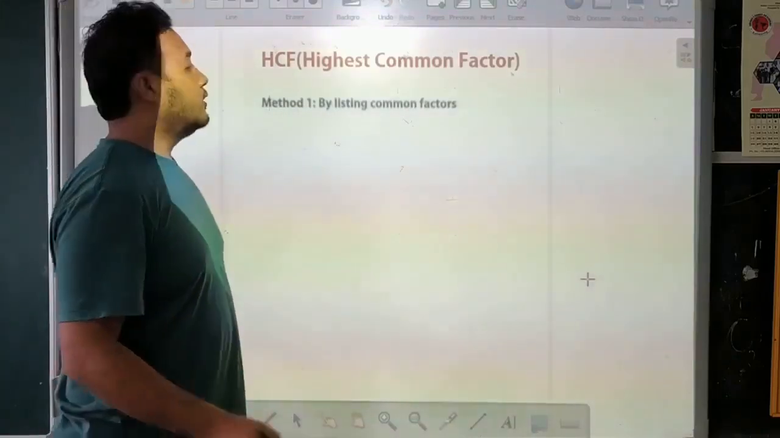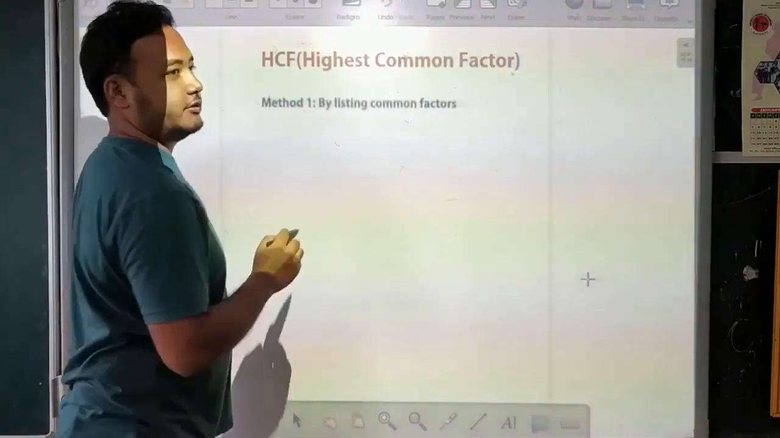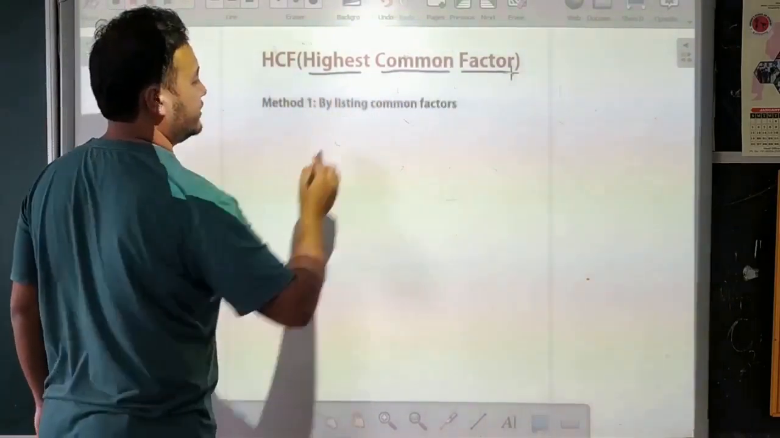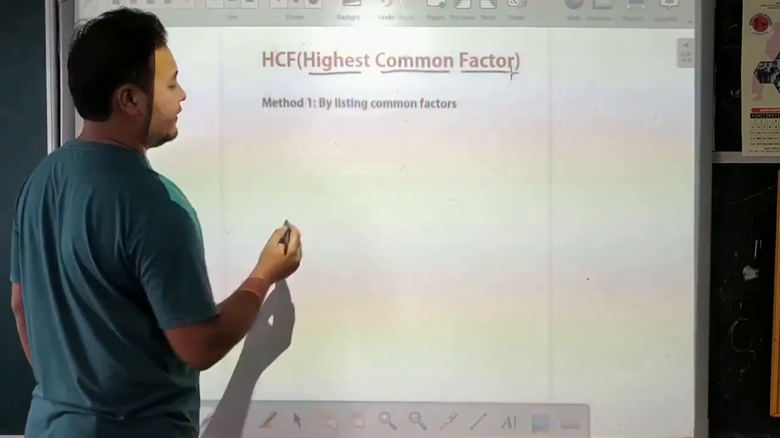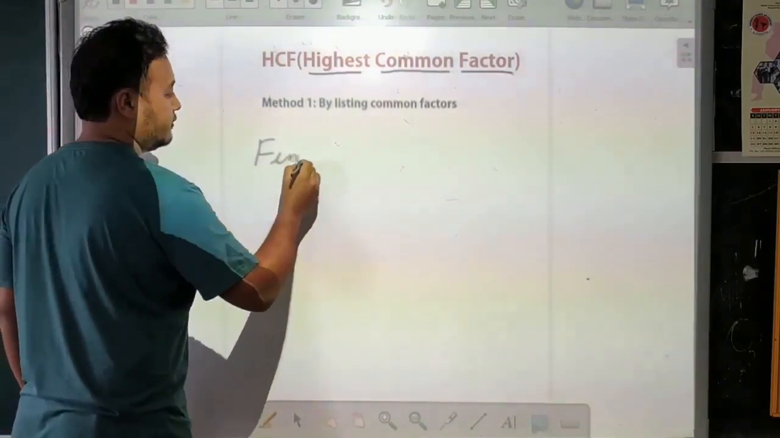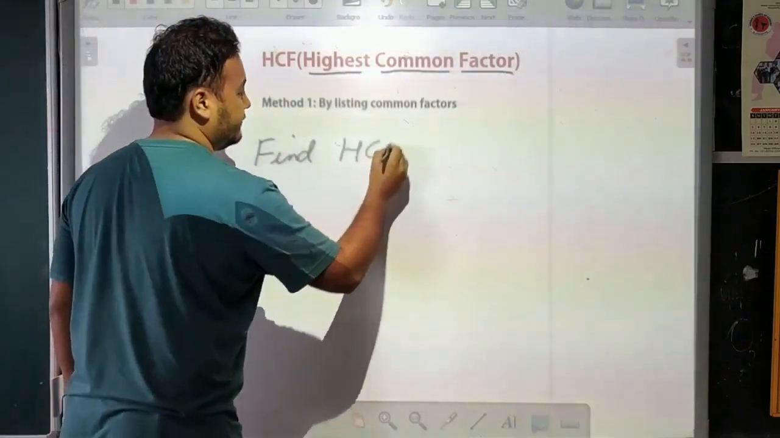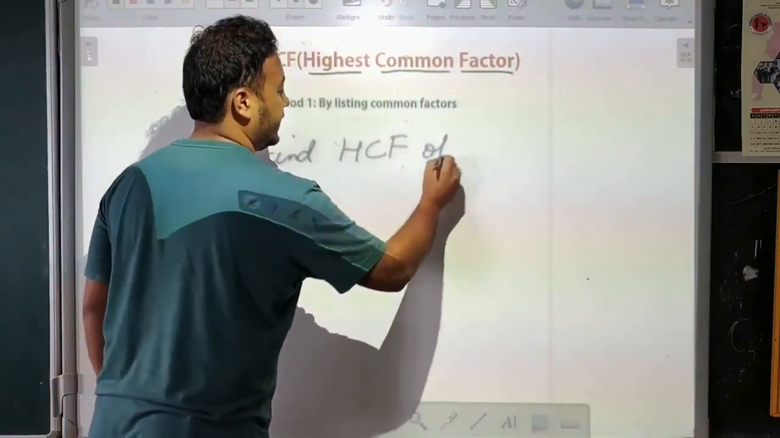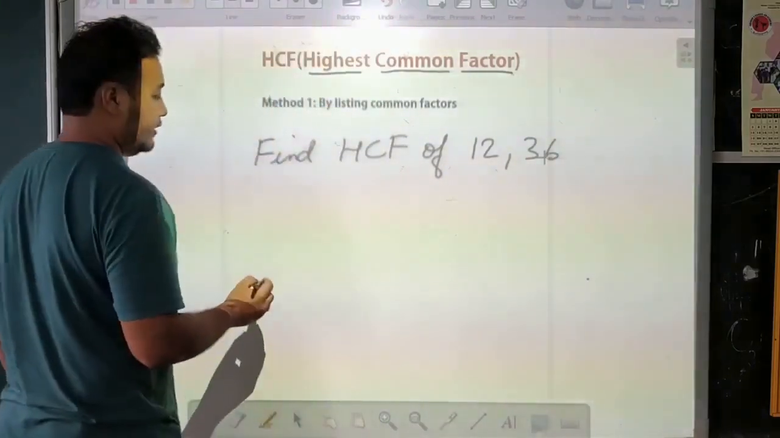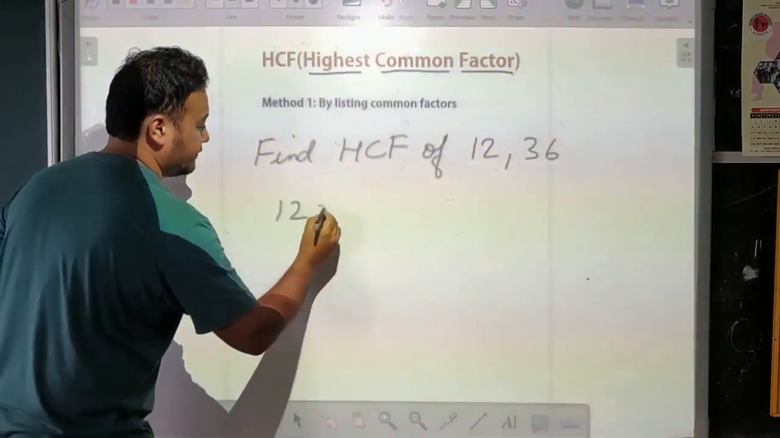Now we come to highest common factor. The first method of finding the HCF, that is the highest common factor, is by listing common factors. So let's say you have to find the HCF, or the highest common factor, of 12 and 36. Okay? So first find the factors of 12.